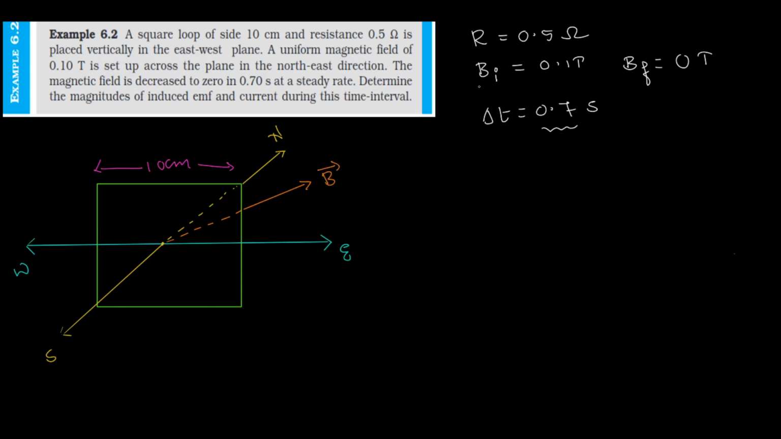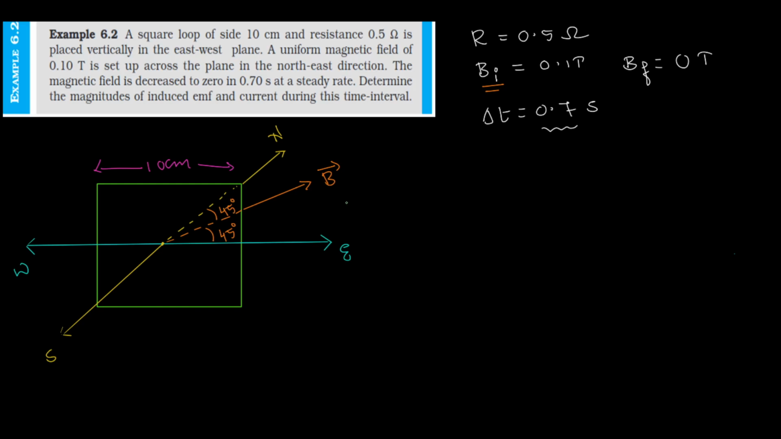How much is this magnetic field in the beginning? 0.1 Tesla, right? And when they say northeast, it's always equally inclined to north and east. How much is that angle? If you are seeing it from the top, you'll see that these angles are actually 45 degrees each. So this is 45 degrees, and even this is 45 degrees, right? So that's the northeast direction. All right, now what?